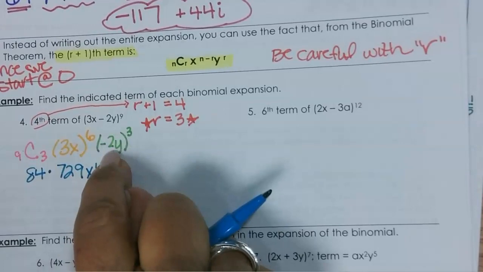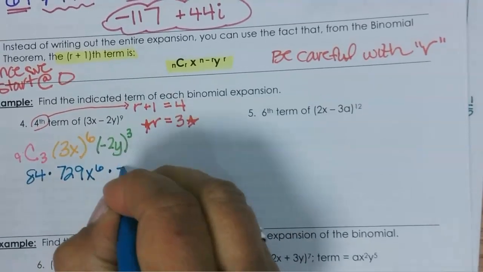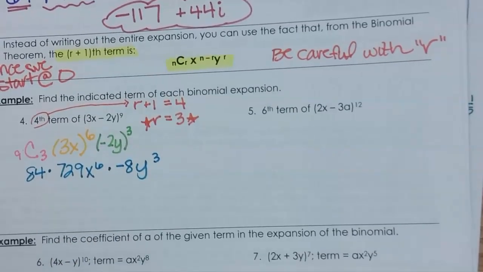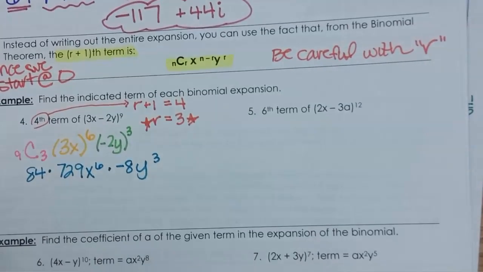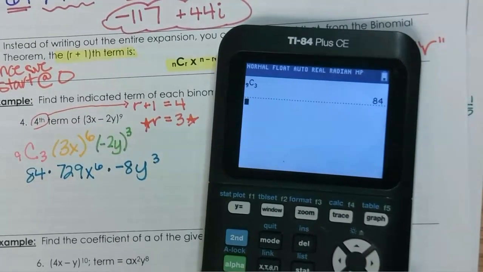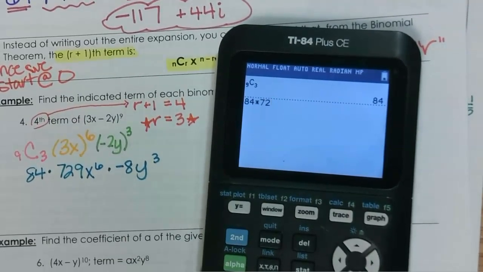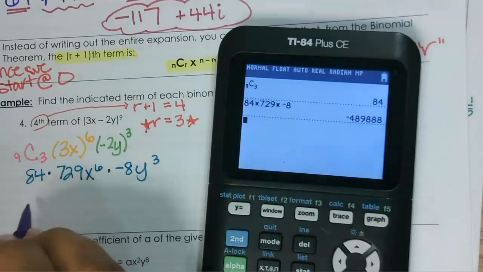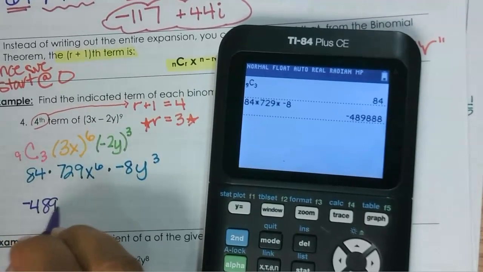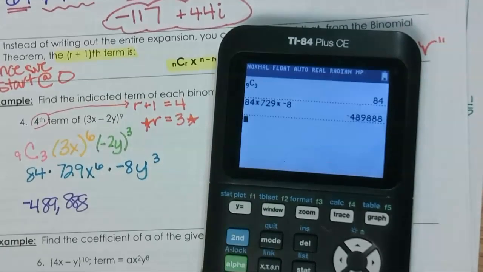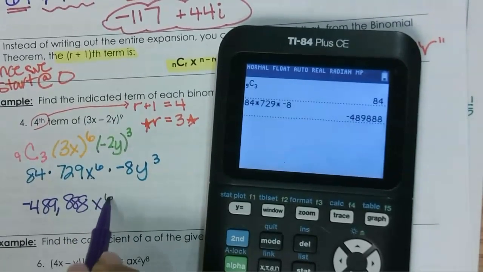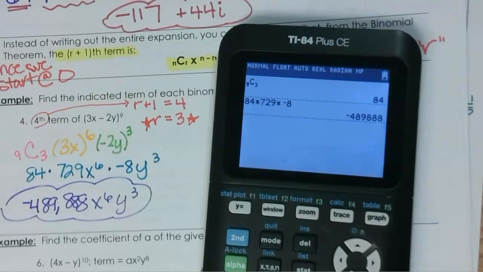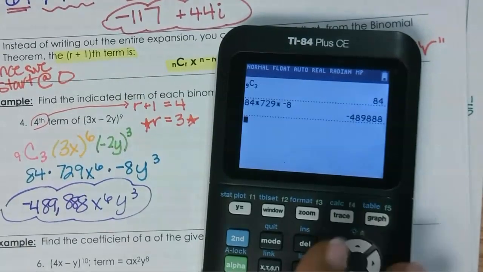Now I have negative 2 to the 3rd power, which would be negative 8, and then y cubed. And again, to get that final answer, I would multiply these numbers together, 84 times 729 times negative 8, and I get negative 489,888. And then I have x to the 6th, y cubed. Okay. You wouldn't want to write out the whole expansion just to get that one term. It's kind of a little shortcut.